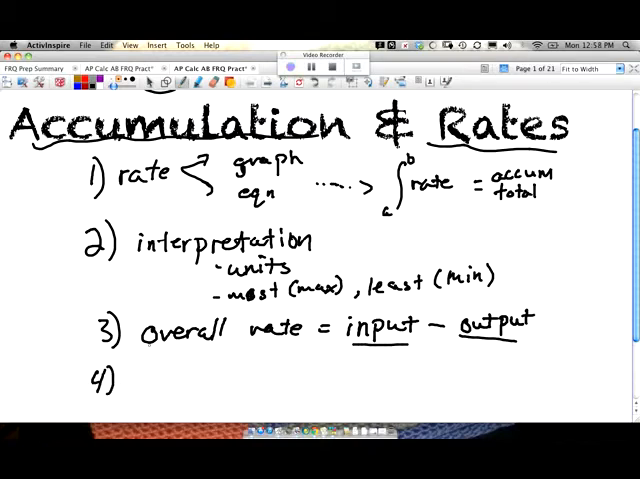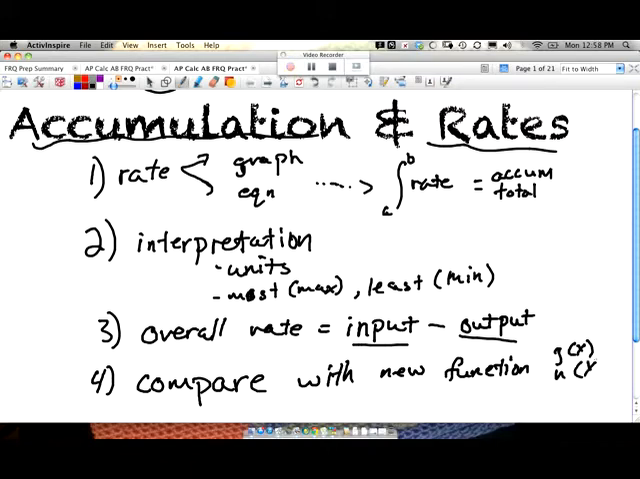And then occasionally, in a lot of these, you'll see a wild card fourth topic, but the general idea is you're going to do some type of comparison. So you're going to compare with some new function, and they'll call it like g of x or h of x or something like that. All right, so let's just jump right in. No big deal. Here we go.